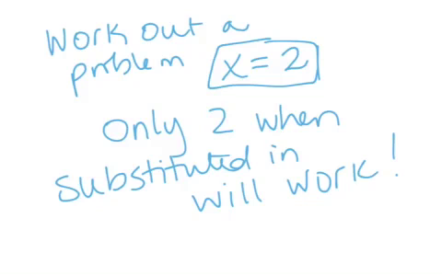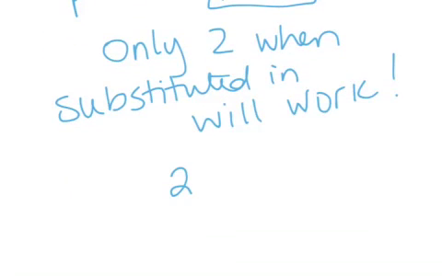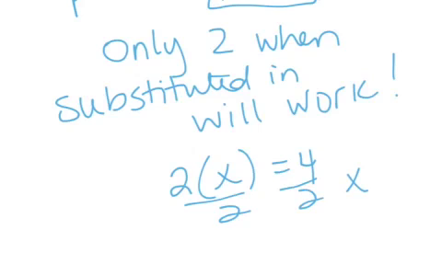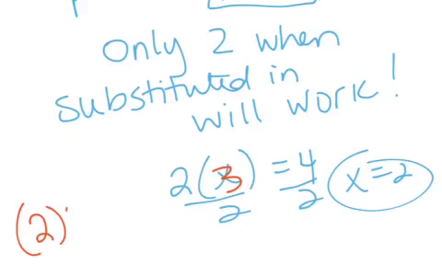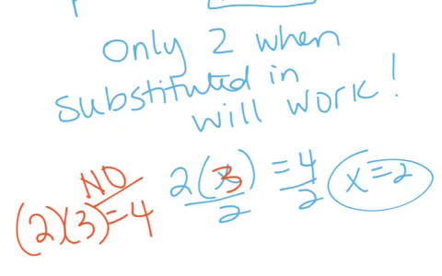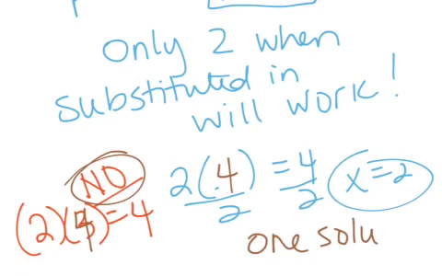So for example, let's just say we had 2 times x equals 4. We get x equals 2. If I plug in 3, does 2 times 3 equal 4? Heck no. If I plug in 4, does 2 times 4 equal 4? Heck no. So the only number that would work is 2. So that's a one solution answer. Only one. One solution.